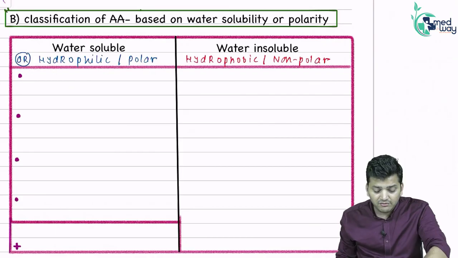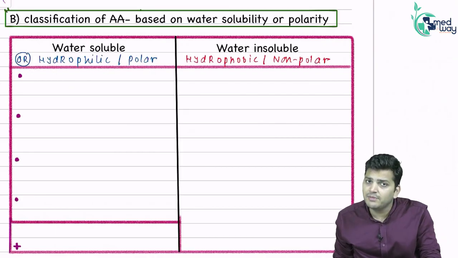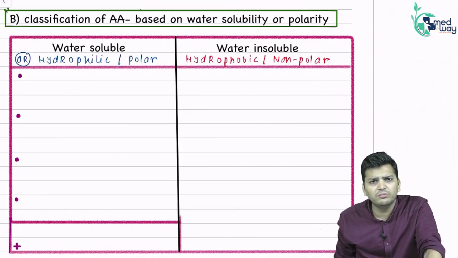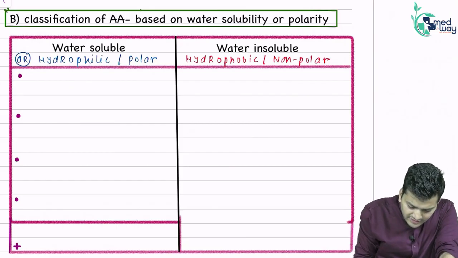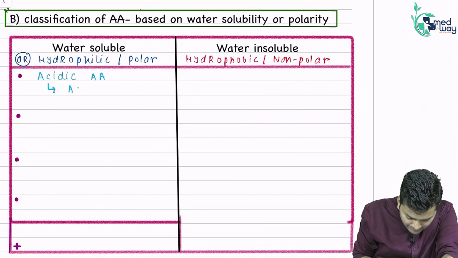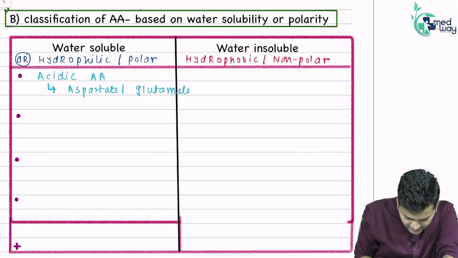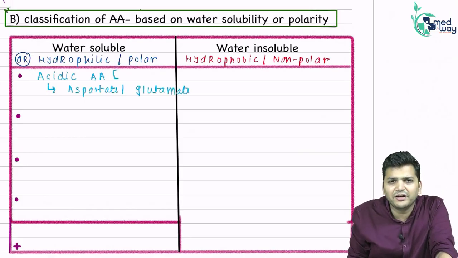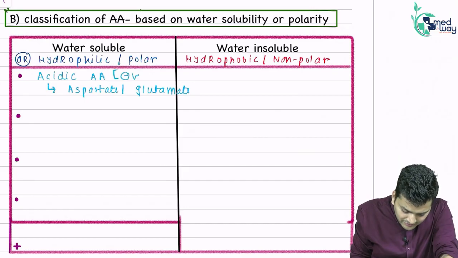So I can say, yes, we have the acidic amino acids and the basic amino acids, and they are going to be water soluble, right? So the acidic amino acids are going to be water soluble. Can you tell me the examples of acidic amino acid? Yes, aspartate and glutamate, they are going to be water soluble. And what is the charge on acidic amino acid, positive or negative? Yes, they are negatively charged.